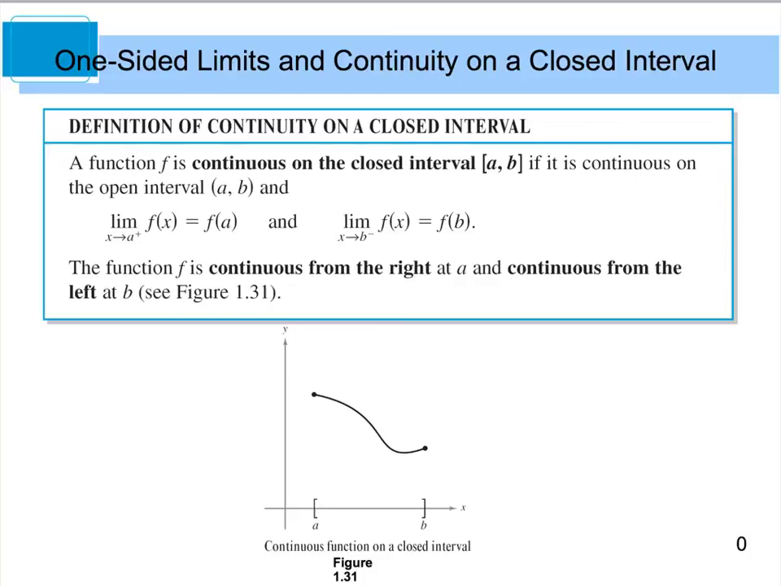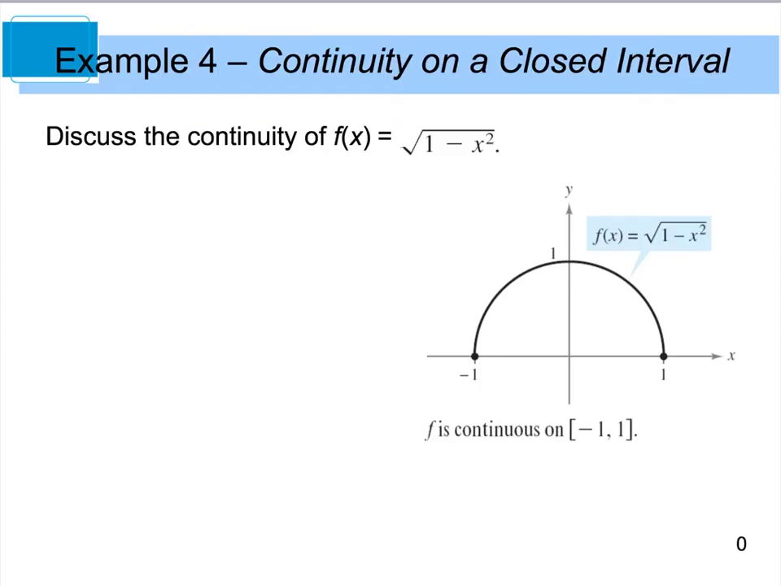Okay, and it's very similar for the definition of continuity on a closed interval, except now we're looking as x approaches a from the right and b from the left, and it should equal our function evaluated at either a or b. So if we look at example 4, we're looking at continuity on a closed interval, which closed just means that we're defined, and in this case we're going from -1 to 1.